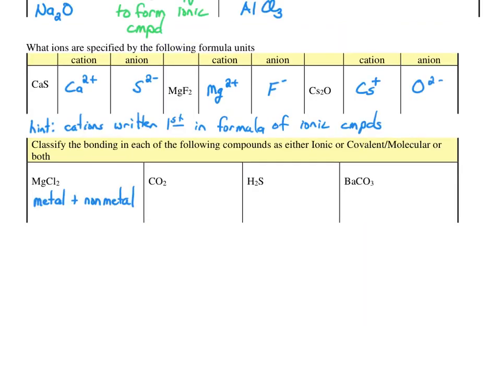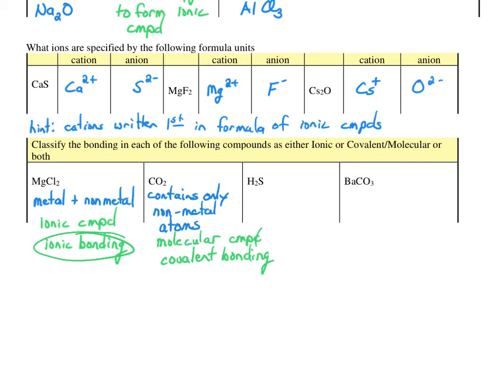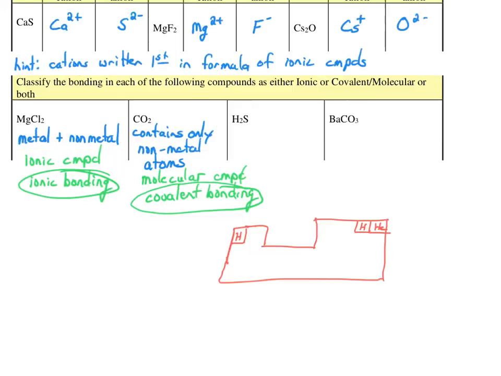Identifying bonding in different compounds. In this first example, we see that there's a metal, magnesium, plus a nonmetal, chlorine. That makes this an ionic compound, and the bonding that exists is ionic bonding. CO2 is a molecular or covalent compound. It's a molecular compound, which means the bonding that's holding these atoms together is covalent bonding.